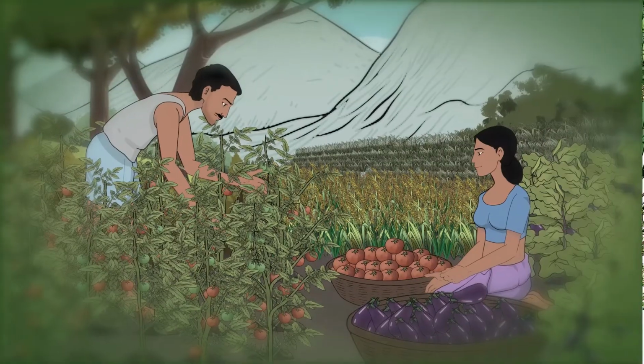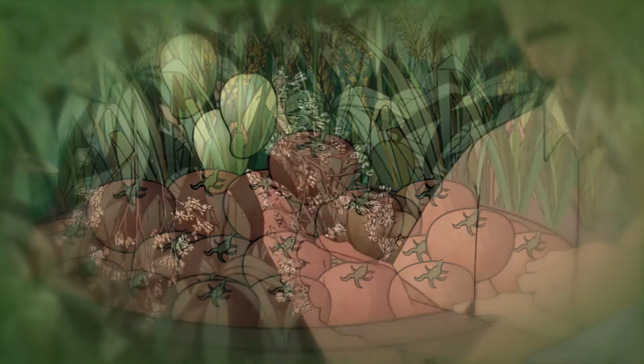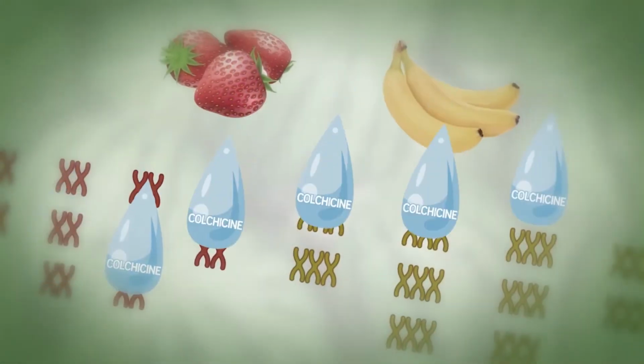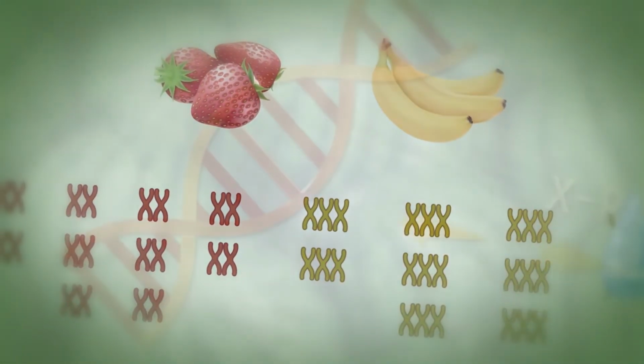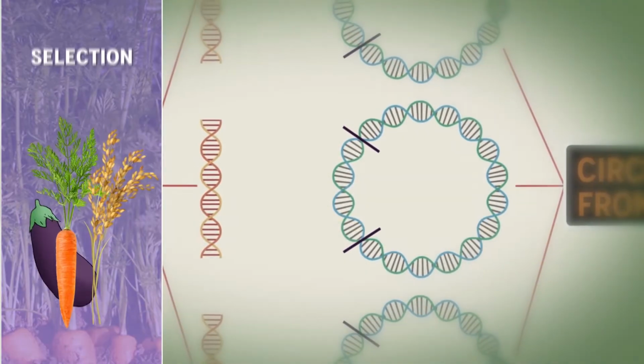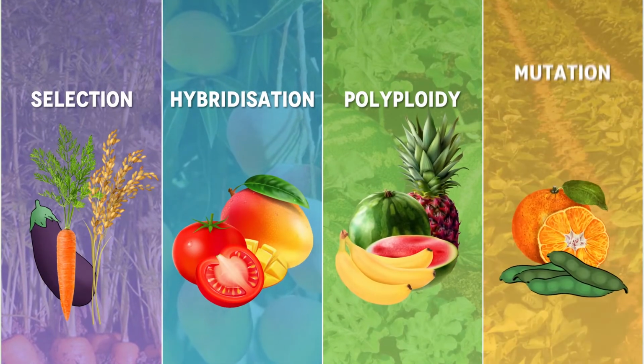The goal of breeding crops, whether through genetic modification or conventional methods, is to produce crops with improved characteristics. All methods result in changes in the genetic makeup. Some examples of conventional breeding are selection, hybridization, polyploidy, and induced mutation.